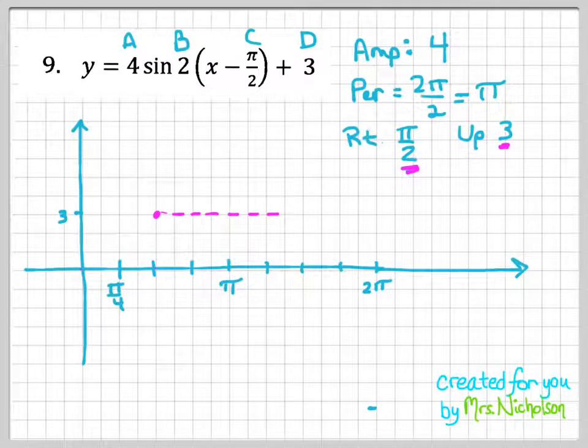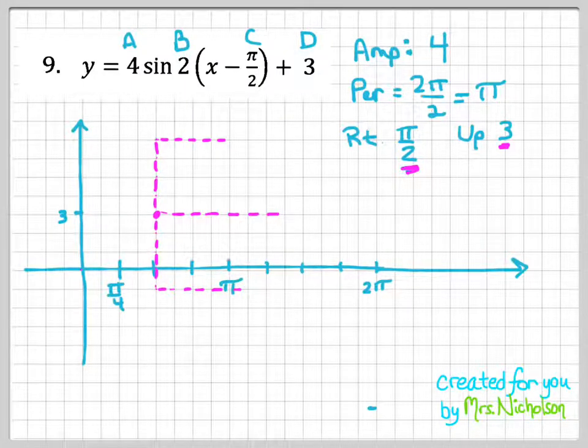I like to do amplitude next. Amplitude is 4. So from this midline point, I'm going to count up 1, 2, 3, 4. So there's the top of my window pane. And I'm going to count down 4. 1, 2, 3, 4. And so that's going to be the bottom of the window pane.